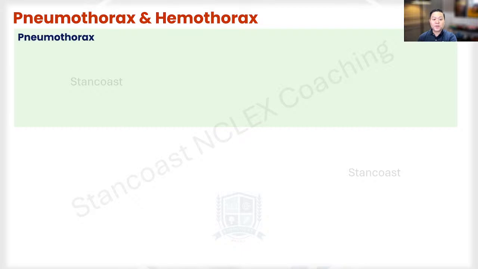The pneumothorax basically involves the presence of air, or let's say accumulation of air, in the pleural cavity, and this is going to cause the lung to collapse. It can be unilateral or bilateral, but most often it will be unilateral.